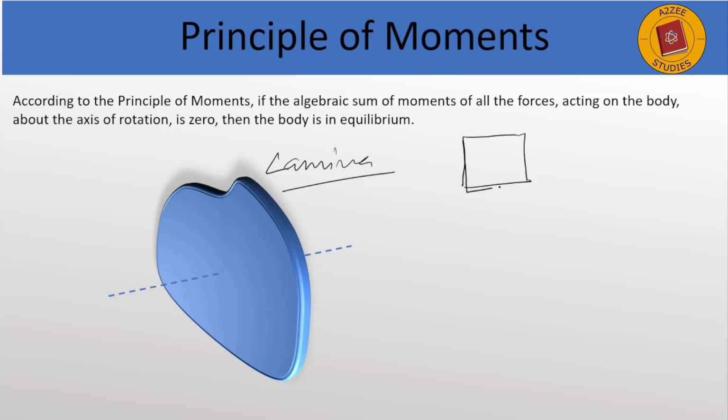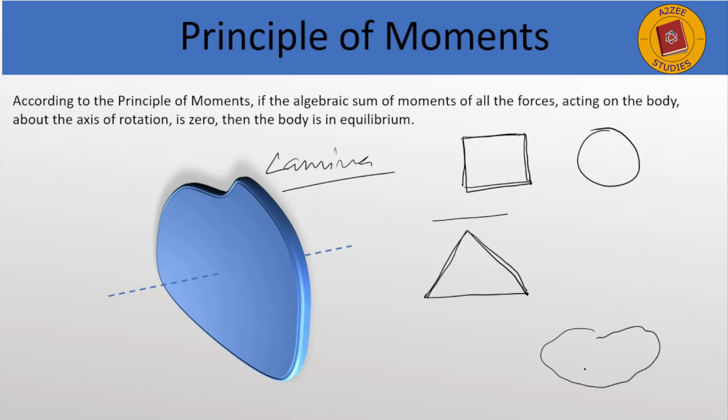You can do this experiment also at your home, or we can do this experiment online. I will post this experiment on video the next day, right? Or you can take a circular body. These are all regular bodies. Or we take a triangular body. So these are all regular bodies. This is an equilateral triangle, you can do it. And we take an irregular body. This is called a lamina.